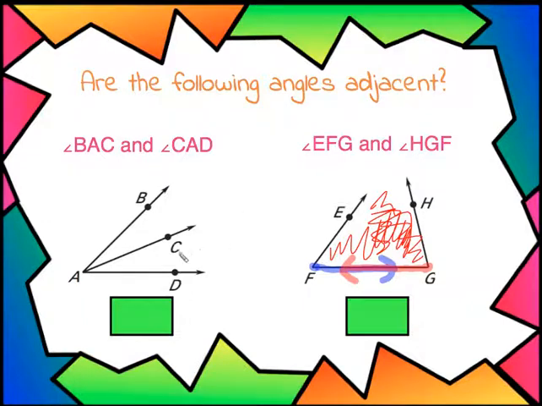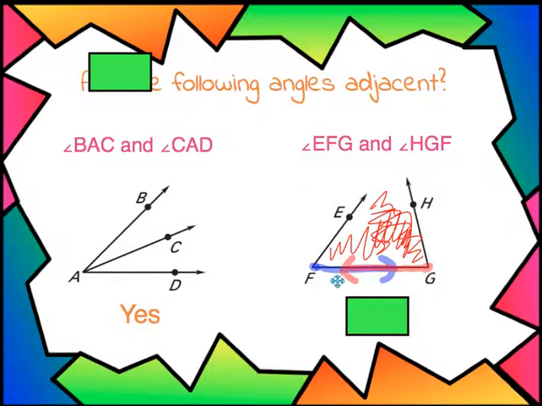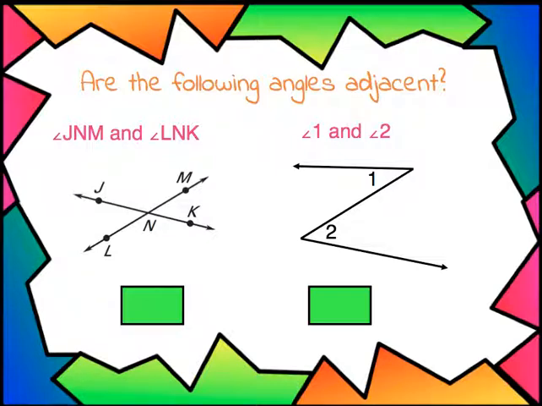Okay, so these first ones, it says BAC, that's the small one, and CAD, that's the other small one. So they do not overlap. They share the ray AC, and they have the same vertex, which is A, so that is yes. Now these, we already talked about. They do not share a ray, and they overlap, so that one's no. So pause the video and see if you can come up with what you think these two are.